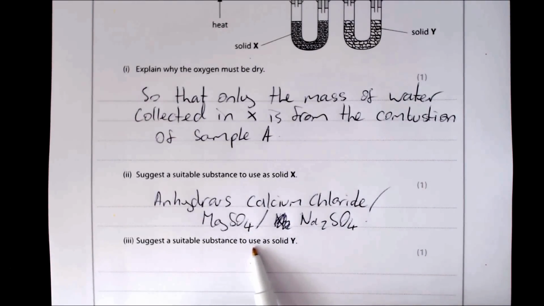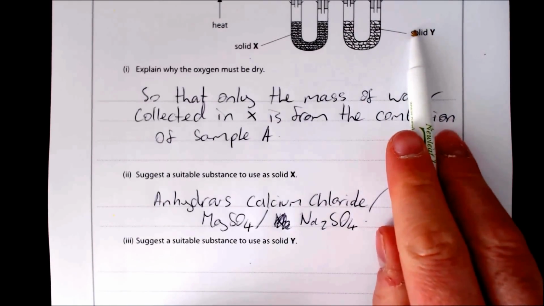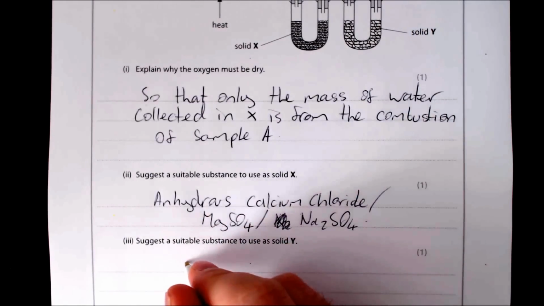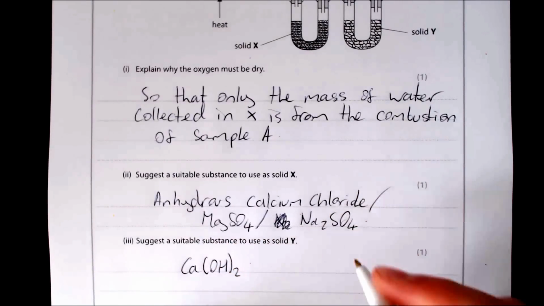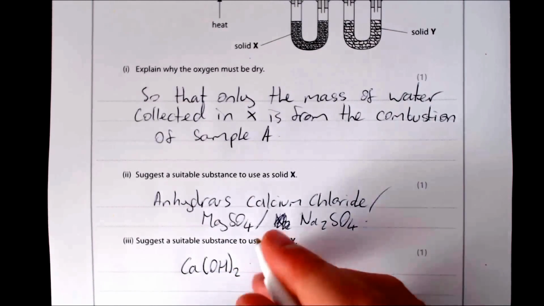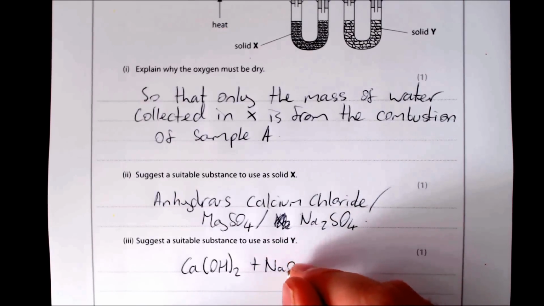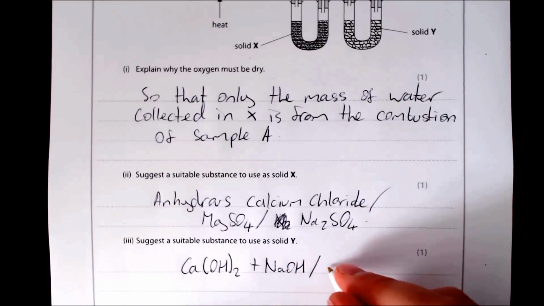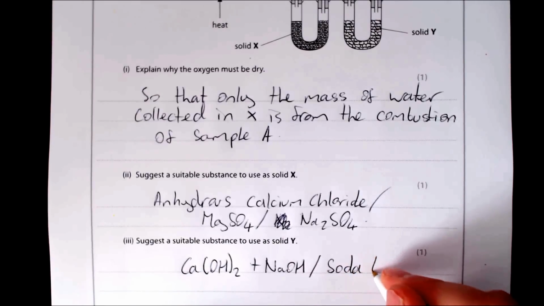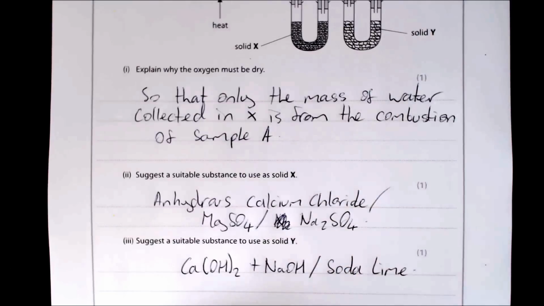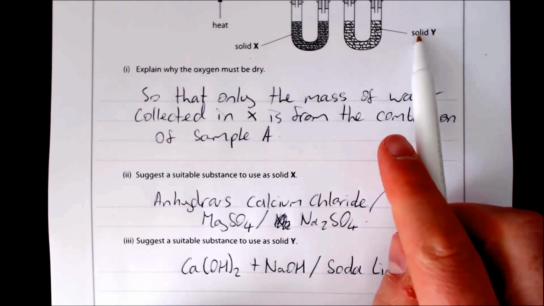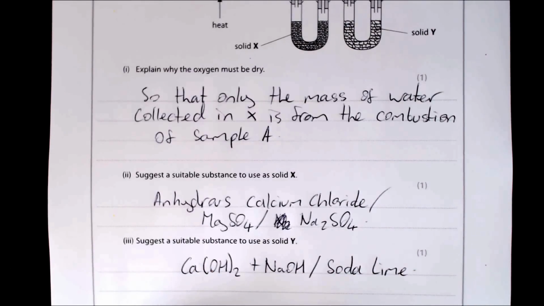And it says suggest a suitable substance to use as solid Y. Now solid Y is absorbing the carbon dioxide. So remember this is a solid, so your substance could be something like calcium hydroxide. You can't say lime water because lime water is a liquid. I bet a lot of people probably would have put that. Calcium hydroxide and sodium hydroxide. Or you could say soda lime, which is your solid. So yeah, that's a really tricky one. Again, read it really carefully because a lot of people would have gone for lime water, but it is suggesting solid. So you have to give a solid form that would detect the carbon dioxide.